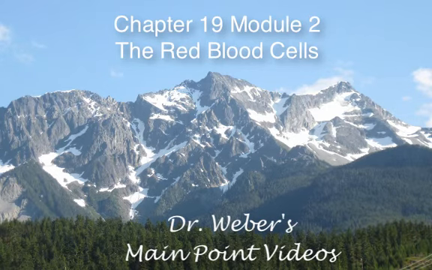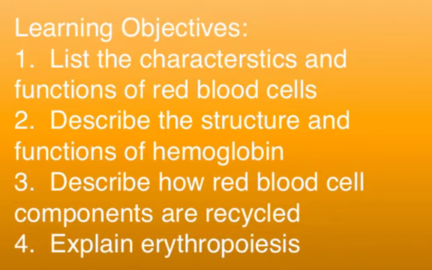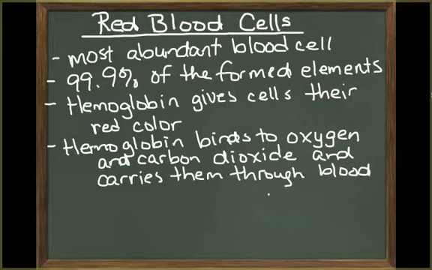This is Chapter 19, Module 2, the red blood cells. The learning objectives of this module are: 1. List the characteristics and functions of red blood cells. 2. Describe the structure and functions of hemoglobin. 3. Describe how red blood cell components are recycled. And 4. Explain erythropoiesis.